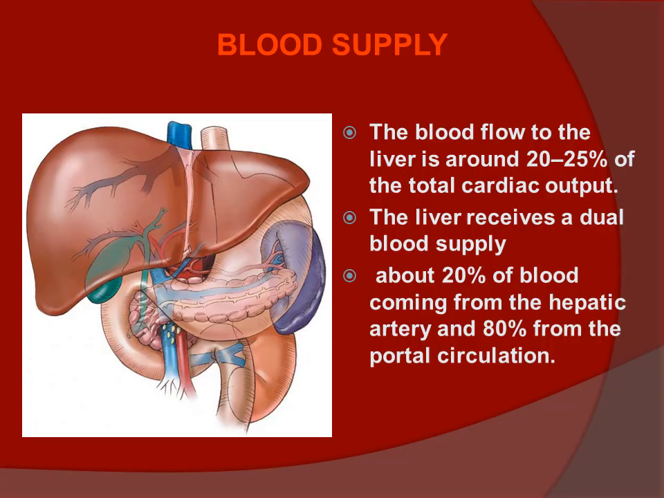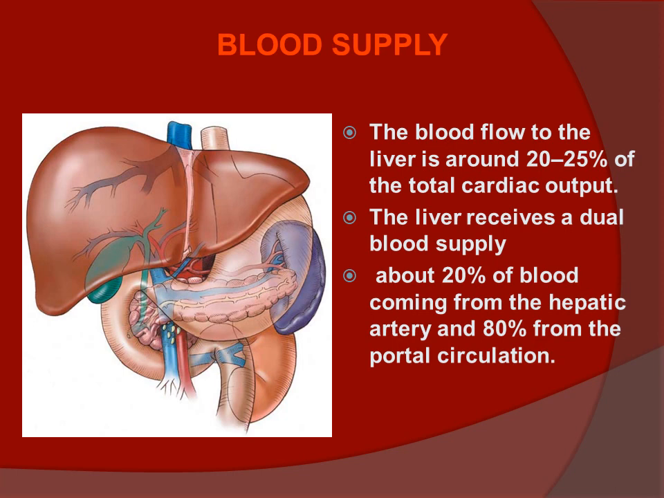Blood supply. The blood flow to the liver is around 20-25% of the total cardiac output. The liver receives a dual blood supply, and blood is carried into the liver via two large vessels called the hepatic artery and the portal vein. About 20% of blood comes from the hepatic artery and 80% from the portal circulation. The hepatic artery carries oxygen-rich blood from the aorta. The portal vein carries blood containing digested food from the small intestine.